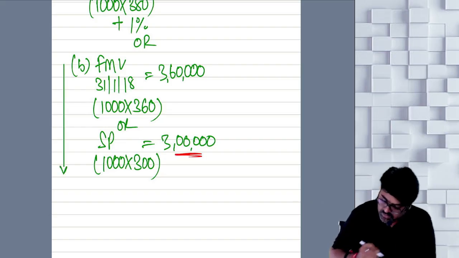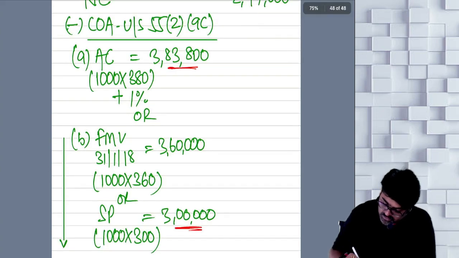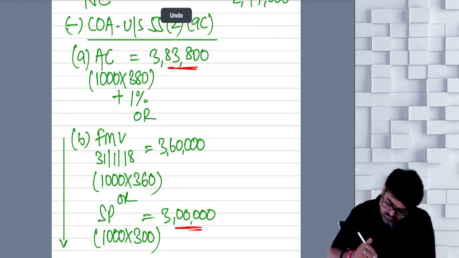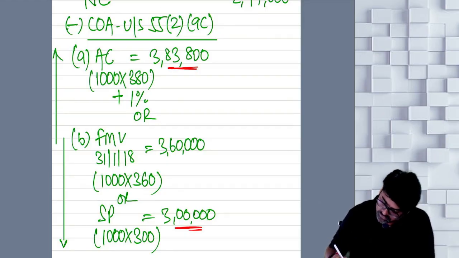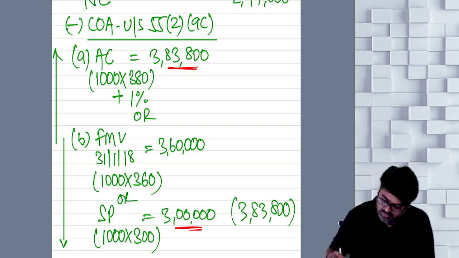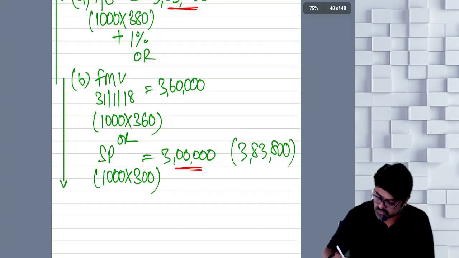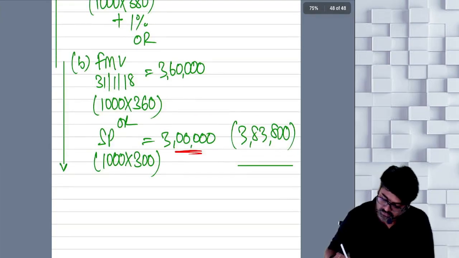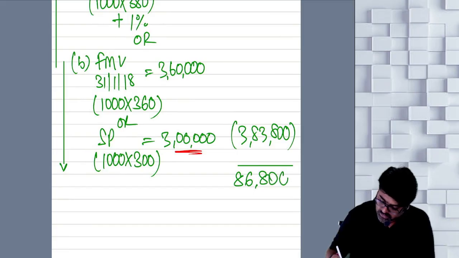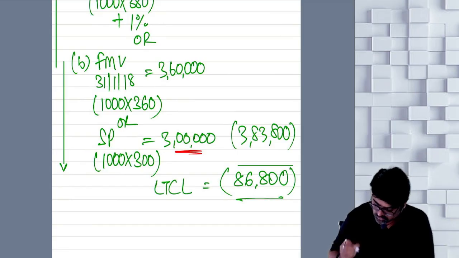So 3 lakh is lower, 3 lakh or 3,83,800. Whichever is higher, tell me. 3,83,800 will be my cost of acquisition, which I will reduce out of 2,97,000. So how much will be there? 86,800. This is negative. This is your long-term capital loss.